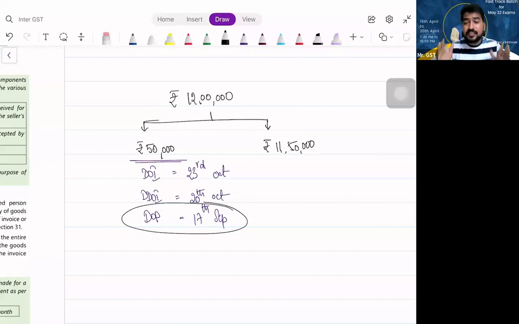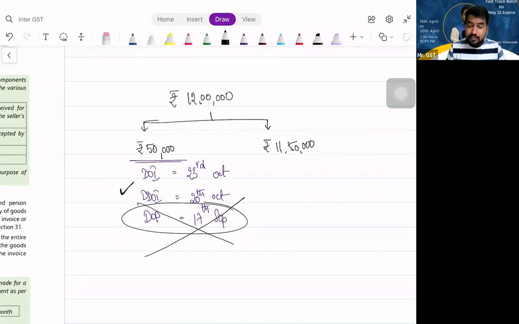When there is an advance received, you forget the date of payment. Then what should I calculate, sir? What balance two dates are there? Date of invoice, due date of invoice. You calculate only them. Okay, date of invoice, due date of invoice. Which is earlier? Due date of invoice is earlier. That is the time of supply for the 50,000.